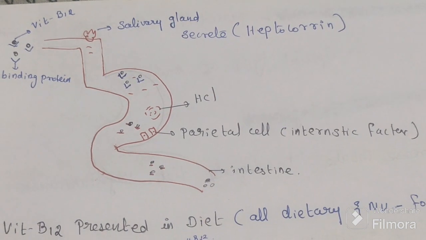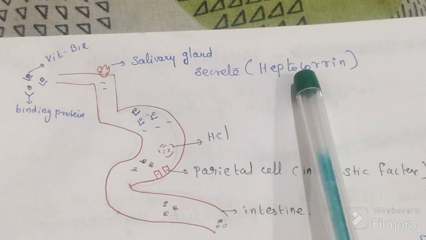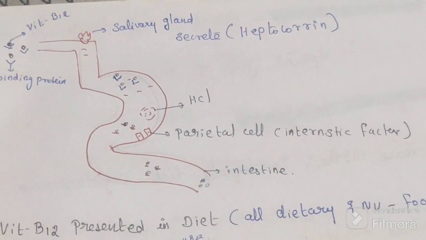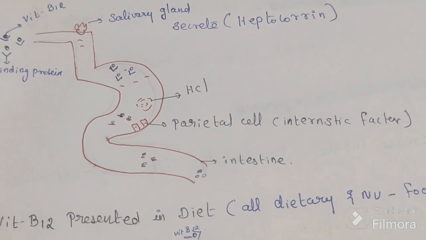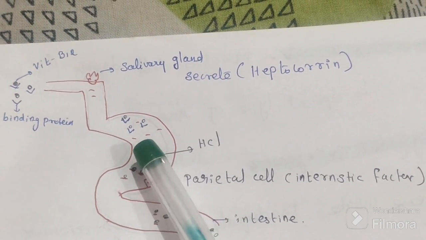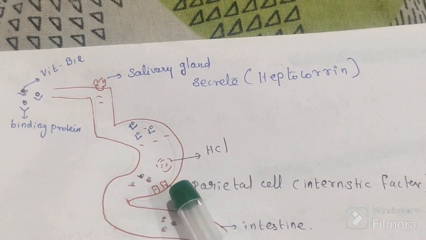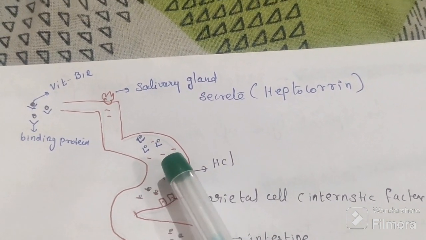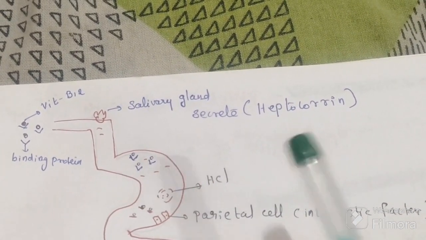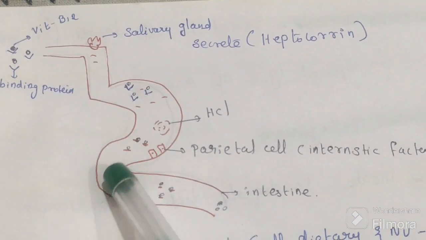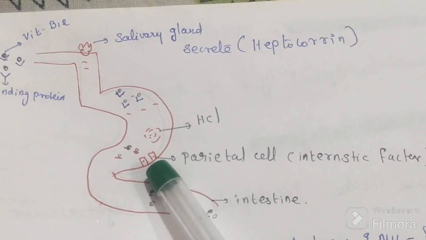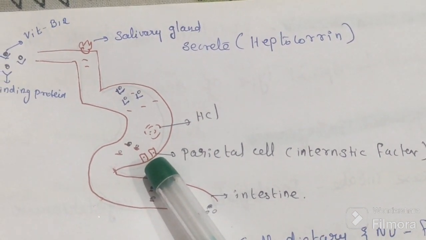Haptocorrin also enters the stomach. Here it is not bound; by a separate way it also enters our stomach. The stomach secretes HCl, which binds with vitamin B12. Now only the haptocorrin and vitamin B12 will bind, and it will go to our intestine. In the stomach there is a cell called the parietal cell.